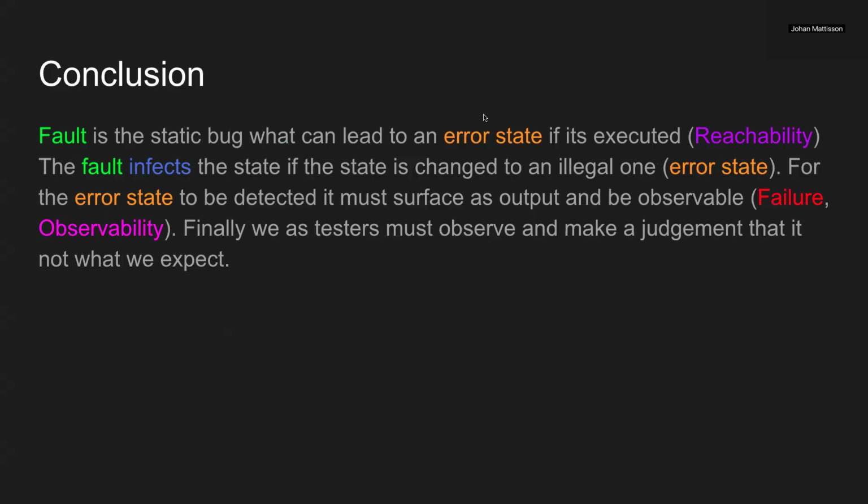A fault is the static bug that can lead to an error state if it's executed. The fault infects the state if the state is changed to an illegal one. For the error state to be detected, we must surface the output to be observed. Finally, as a tester, we must observe and make a judgment that it's not what is expected. So in the end, we are the ones that judge: is this correct, is this not?